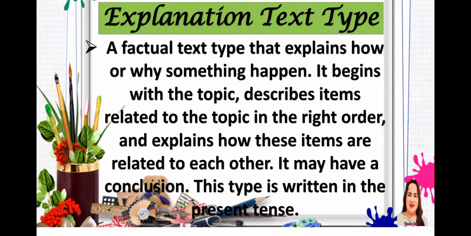The next is the explanation text type. So, a factual text type that explains how or why something happened. It begins with the topic, describes items related to the topic and the right order, and explains how these items are related to each other. It may have a conclusion. This type is written in the present tense.